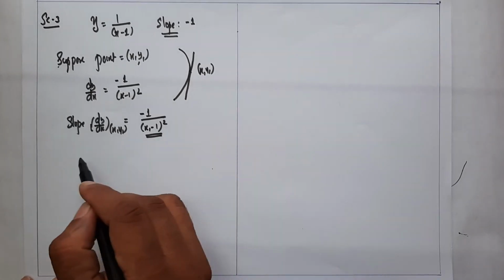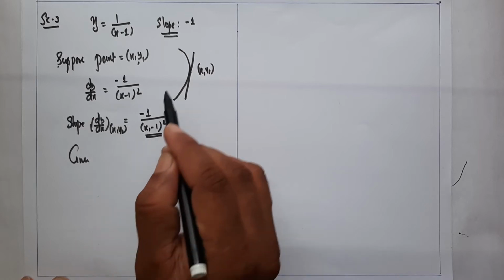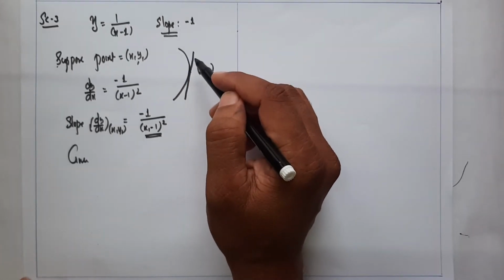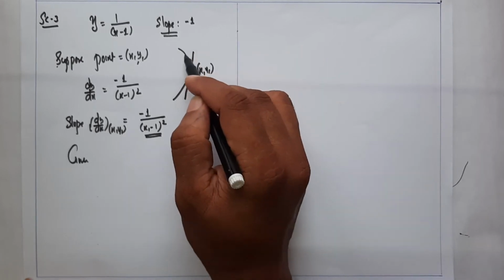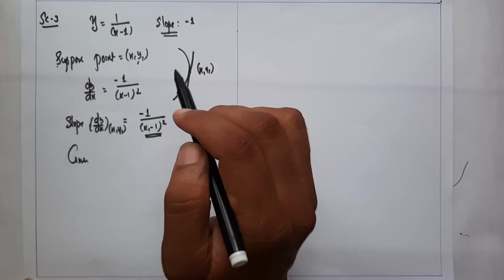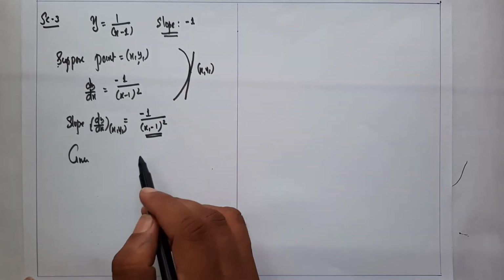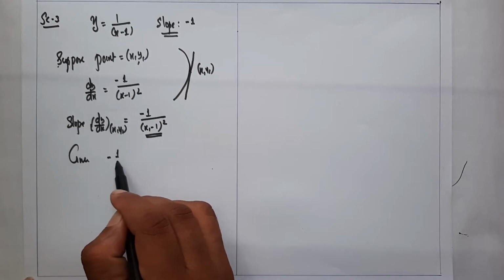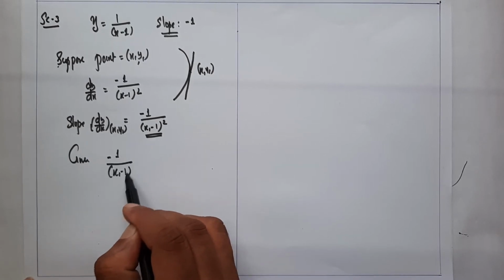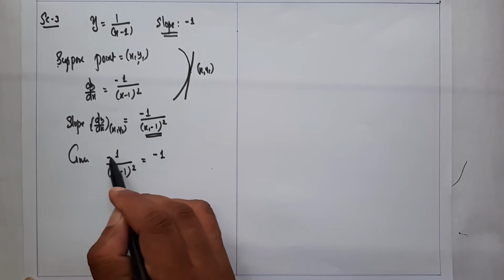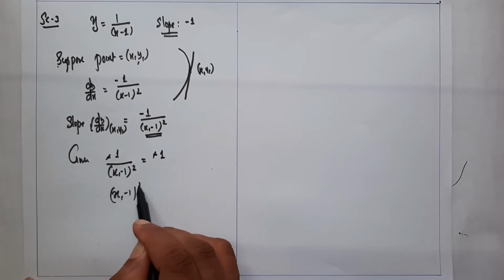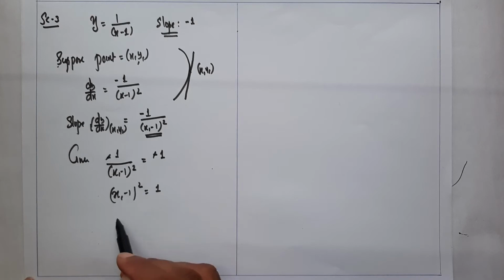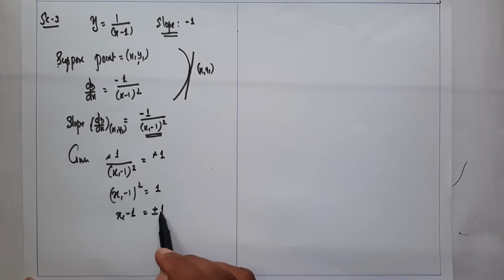Now the given slope is minus 1. These two slopes are the same, because it is the same tangent line. Also, from this curve, the slope is minus 1 by x1 minus 1 the whole square. Here these two slopes are equal, that is, minus 1 divided by x1 minus 1 the whole square is equal to minus 1. Here the minus cancels, and taking the reciprocal we get x1 minus 1 the whole square equal to 1 by 1, which is 1. And therefore x1 minus 1 is equal to the square root of 1, which is plus or minus 1.